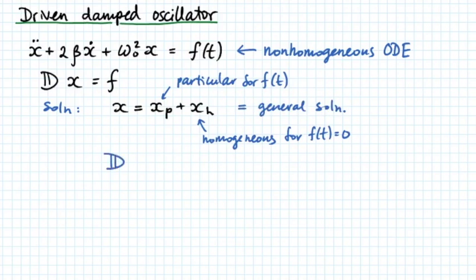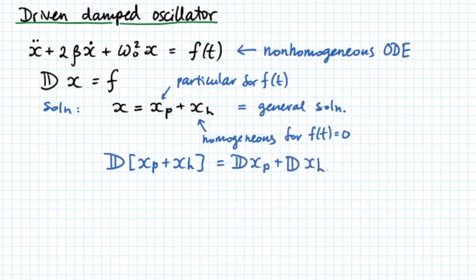We can see that if we act with the differential operator on the sum of solutions, particular and homogeneous, we will get, due to linearity, that D acts only on the particular solution, plus it only acts on the homogeneous solution, which gives us function f for the particular solution and 0 for the homogeneous solution, which is the solution we want.